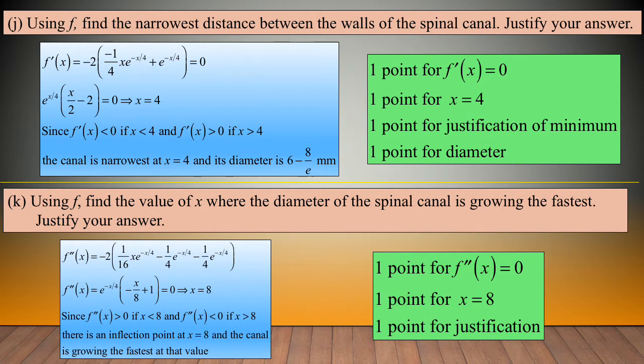3 points for this problem, 1 point for setting f double prime of x is equal to 0, 1 point for the answer x is equal to 8, and again 1 point for the justification.